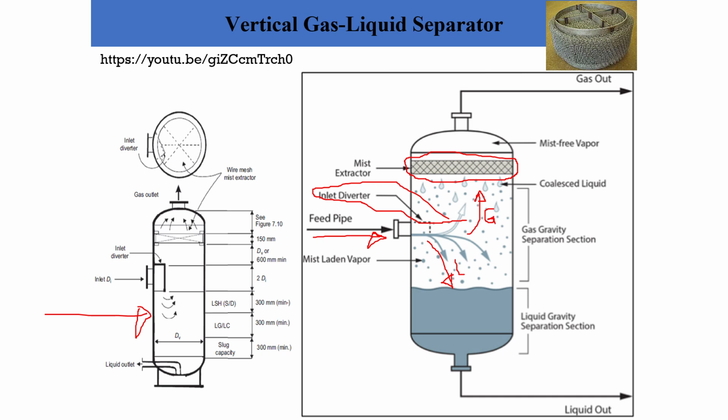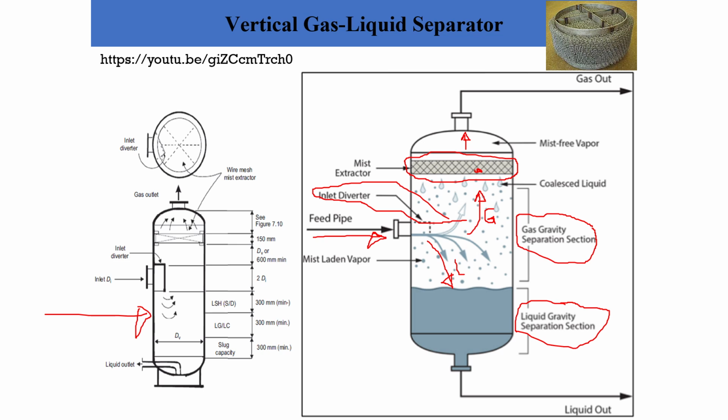And if this gas stream has very tiny liquid droplets, what will happen? They will start to be collected at the demister, and then settle down, and then you will produce what we call a gas stream that's free of liquids. We also have something called the gas gravity section that we'll explain later, and we also have the liquid gravity section. So these are the main sections of what we call vertical gas liquid separators.